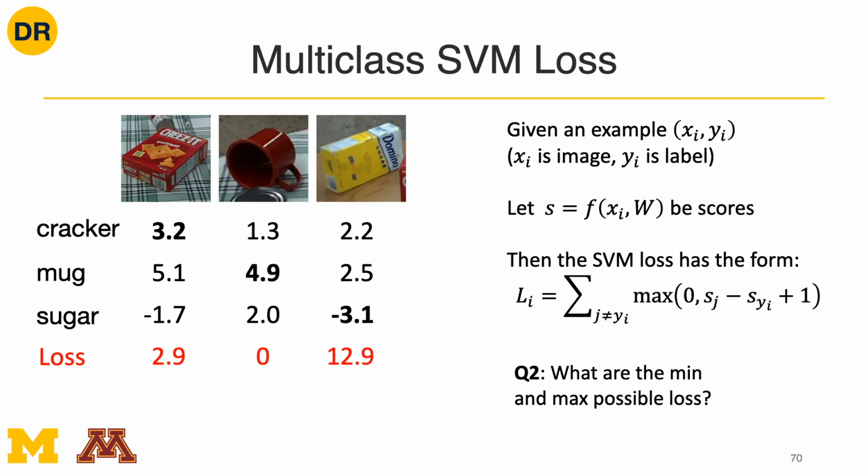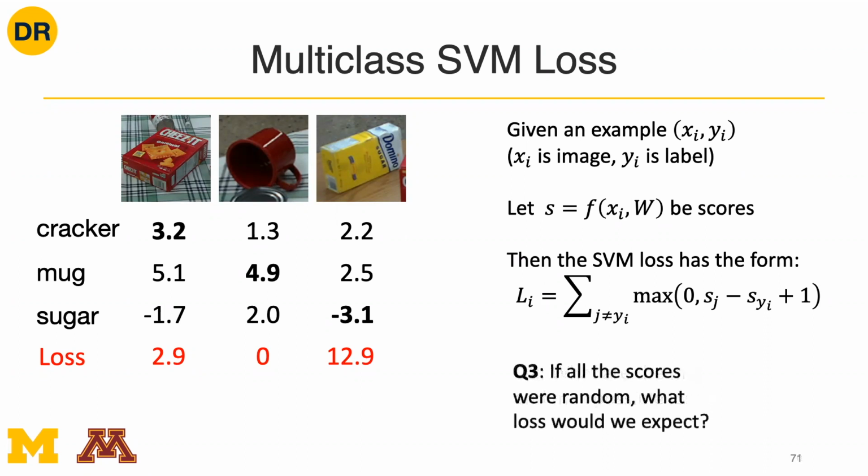Yeah, it's the same thing, right? 0 to infinity. If all the scores were random, let's imagine that it's all random. And let's say we pick from a Gaussian that is 0 mean and some sigma. So you have a distribution from where these values are being picked. Can you imagine what the loss would be?